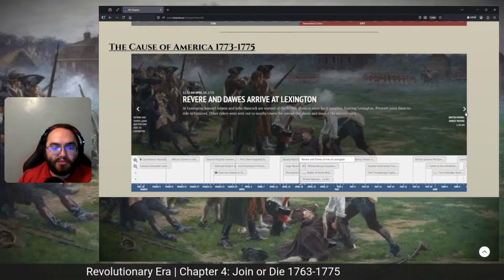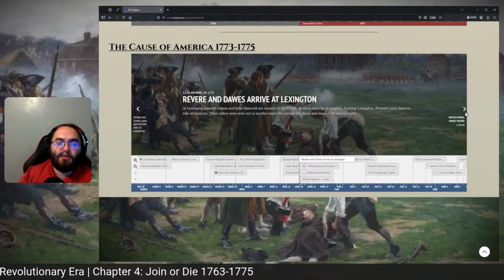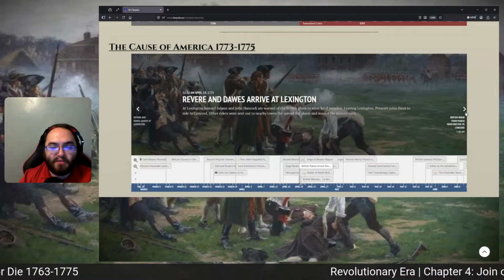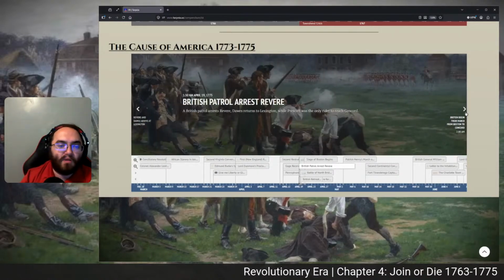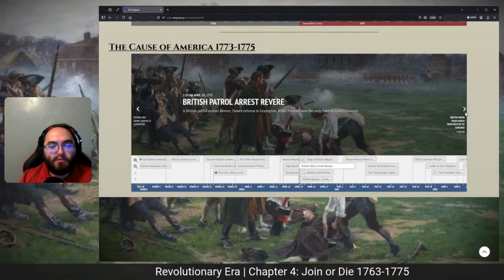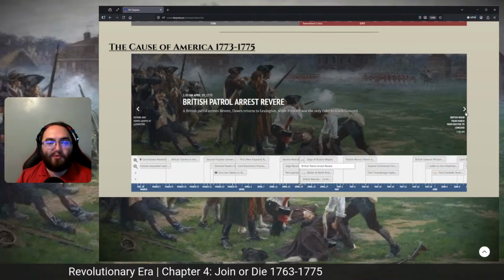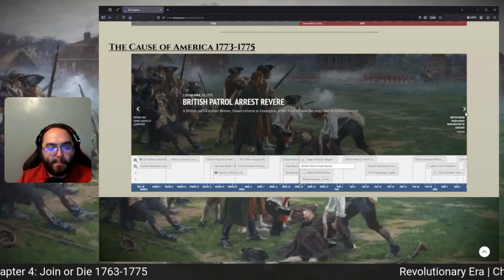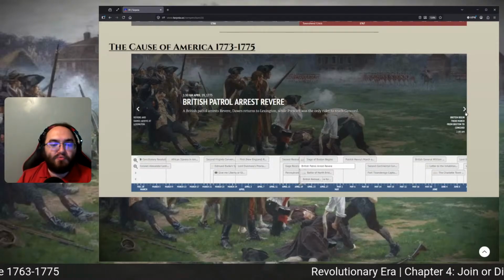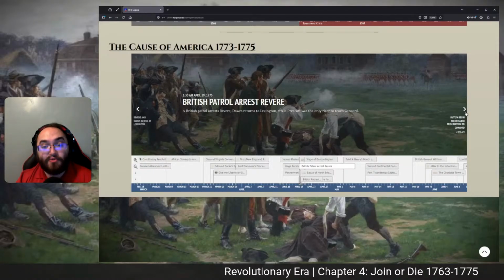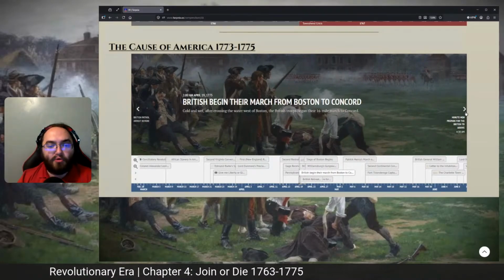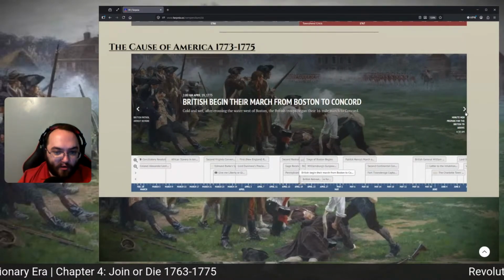Other riders were sent out to nearby towns to spread the alarm and muster the Minutemen. At around 1:30 a.m., these aren't exact times, a British patrol arrests Paul Revere. Dawes returns to Lexington, while Prescott was the only rider to reach Concord. The British begin their march from Boston to Concord.